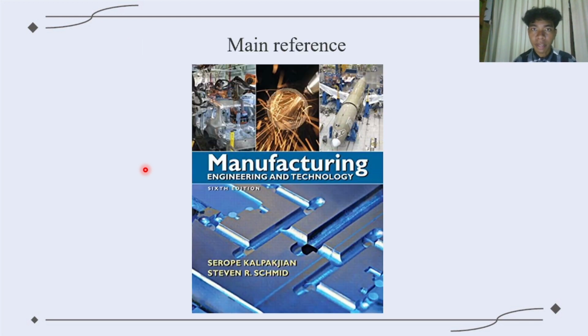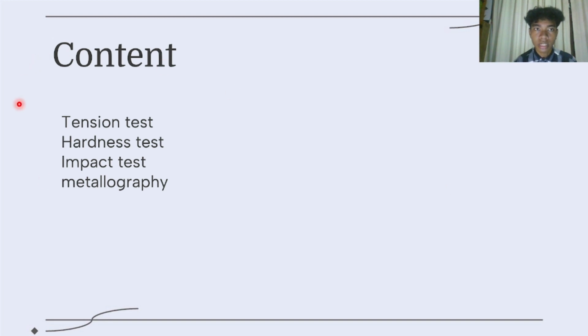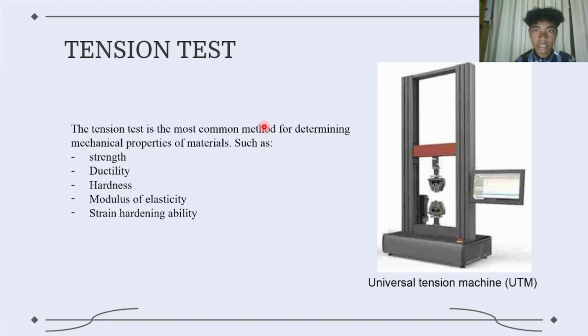And this is my main reference, this book by Sarah Kalpajikan and Stephen R. Smith. And this is the content as I said before, and this is the first point, tension test. Tension test is the most common method for determining mechanical properties of material, such as the strength, the ductility, the hardness, modulus of elasticity, and strain hardening ability.